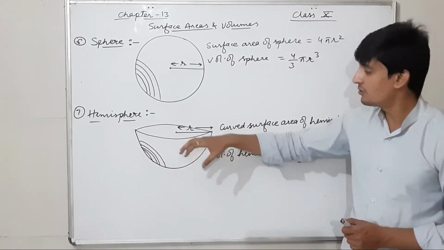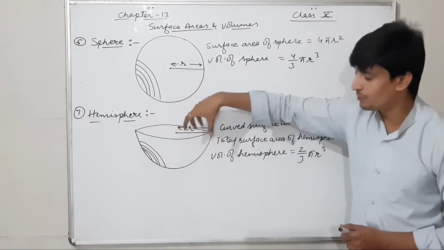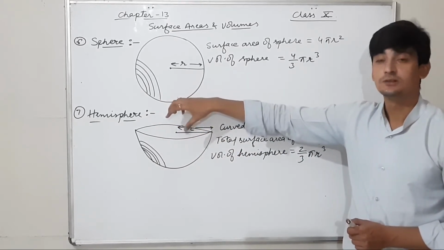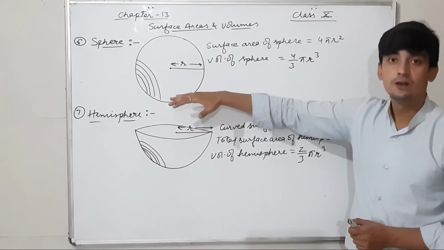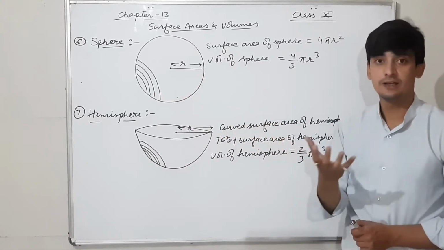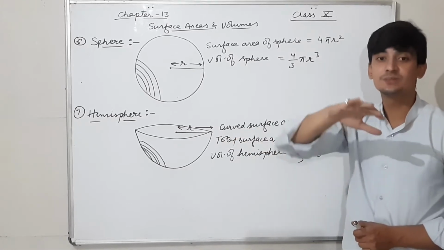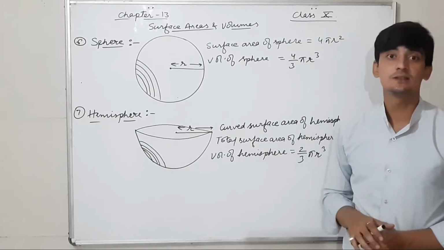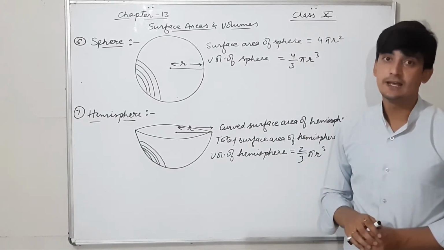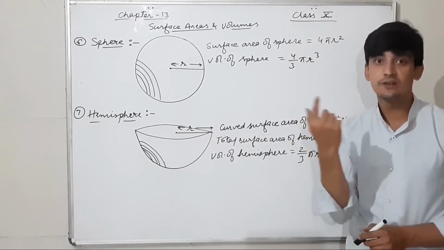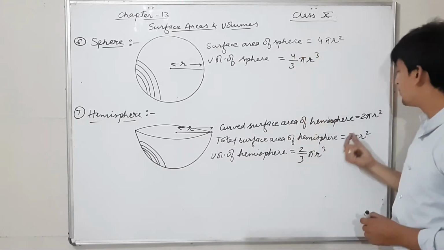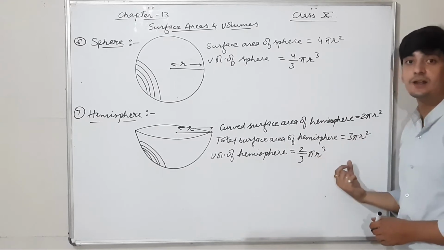hemisphere, what will I count? I will count the area of this top, and this is a solid hemisphere. When you see the top, you can take the example of a watermelon. In a watermelon, when you cut from the middle, you get a surface, and this surface is in the shape of a circle, and the area of a circle is pi r square. So curved surface area plus area of the top is 2 pi r square plus pi r square, and we get 3 pi r square.